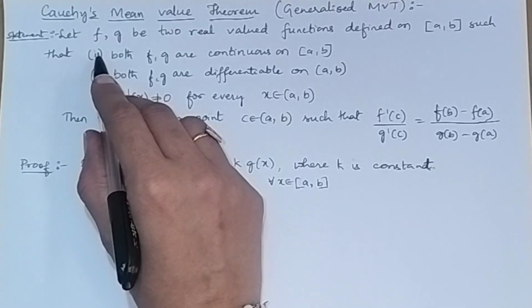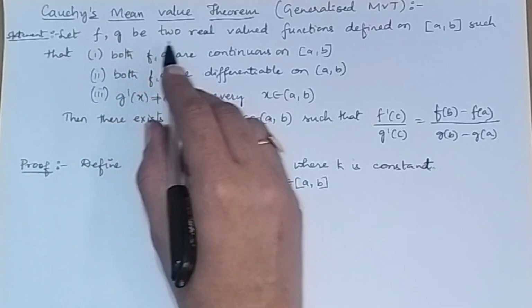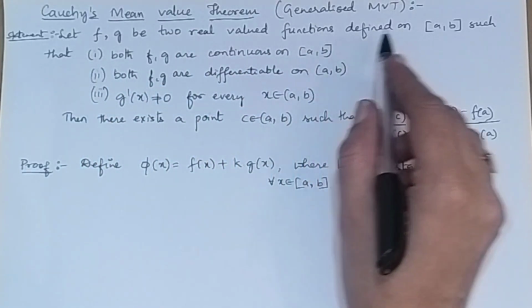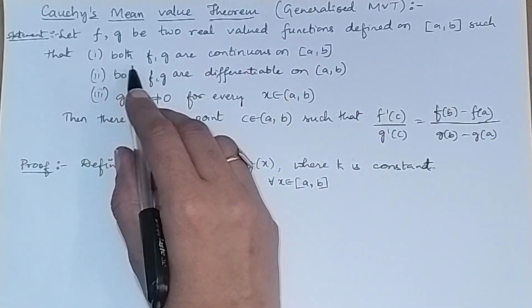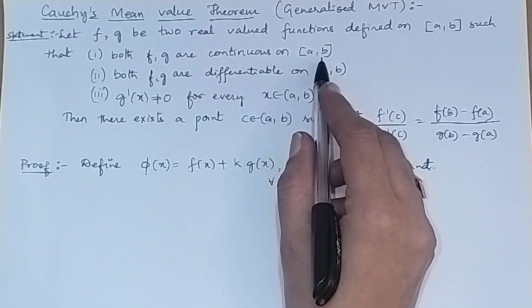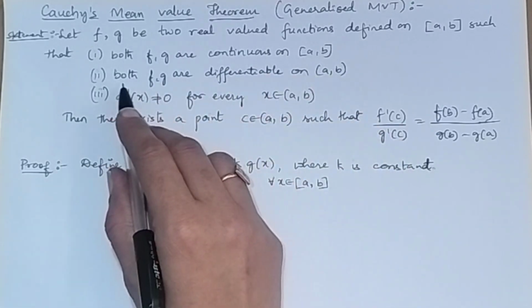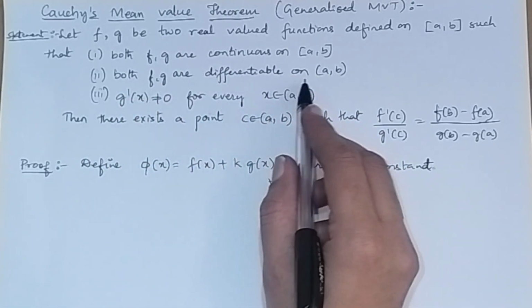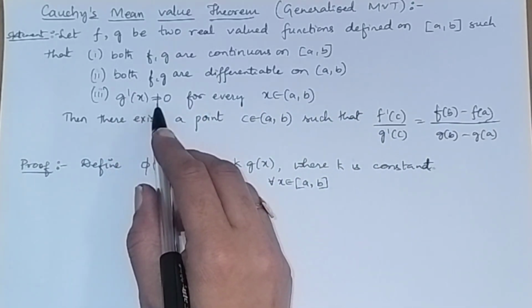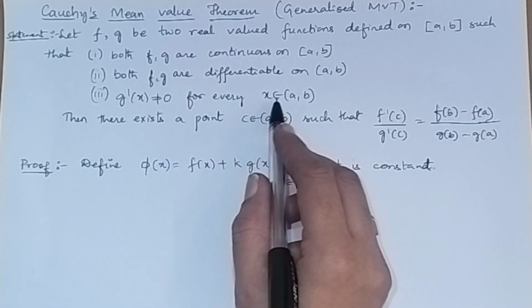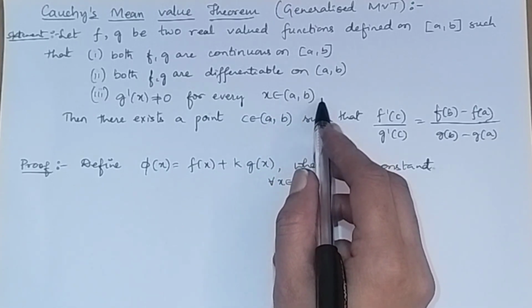Here we are using two functions. Let f and g be two real valued functions defined on closed interval [a, b] such that both f and g are continuous on closed interval [a, b]. Both f and g are differentiable on open interval (a, b), and the third condition is g'(x) is not equal to 0 for every x belonging to open interval (a, b).